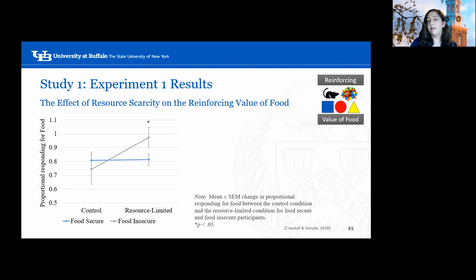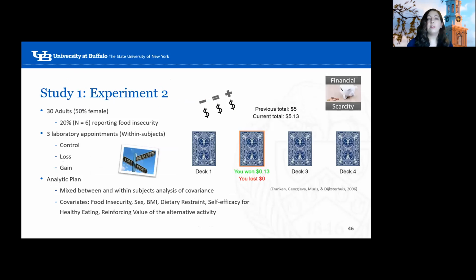Okay, so we wanted study 2 to build on this, and we wanted to test a final scarcity manipulation. This one got at financial scarcity. Experiment 2 included 30 adults, half female, and a little less than a quarter reported food insecurity. They came in for 3 laboratory appointments, a control, a loss, and a gain. In this case, we had them play 3 altered versions of the Iowa gambling task.